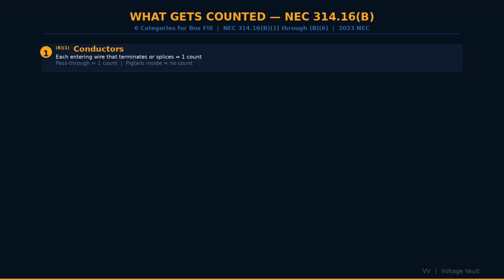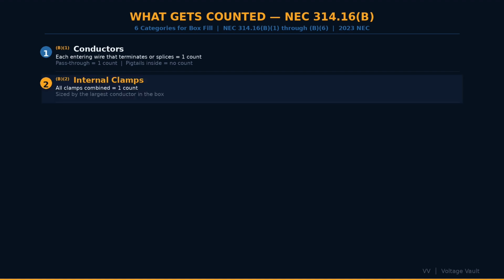Conductors. Each one that enters the box and terminates or splices counts once. A conductor that passes through without a splice also counts once, not twice. And pigtails that originate inside the box do not count at all. Internal clamps. If the box has internal cable clamps, all clamps together count as one conductor, sized by the largest conductor in the box.